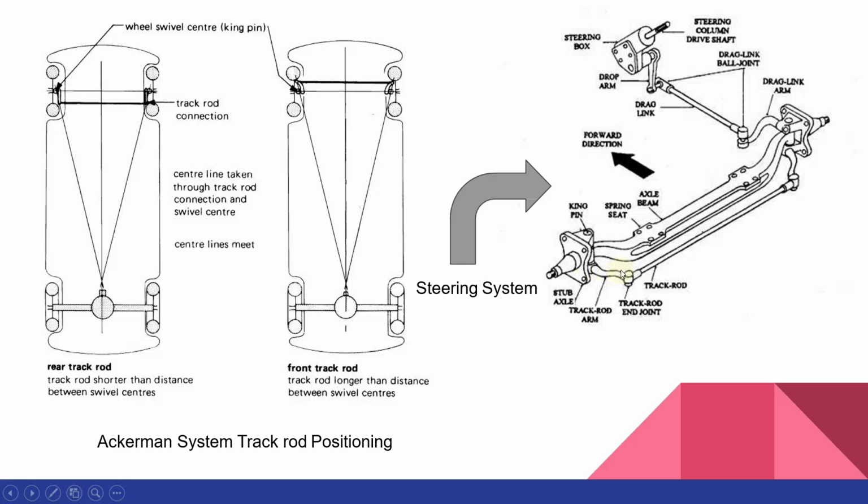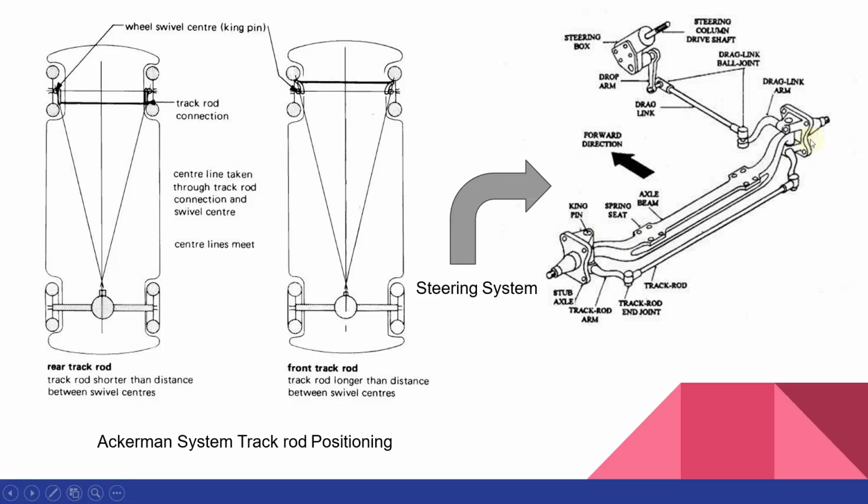And we have the track rod, also known as the tie rod, which helps in the steering mechanism. The track rod arm is joined with the track rod at this point, known as the track rod end joint. There are two track rod end joints and we have two track rod arms on both sides. This track rod arm and track rod will help in turning the stub axle through the desired angle.